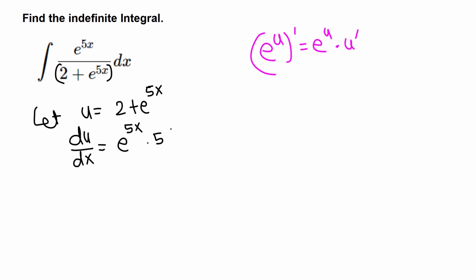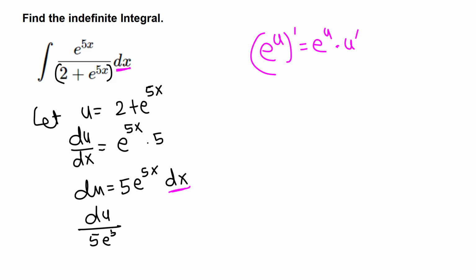Okay, now let's move dx to the other side. So du equals e to the 5x times 5. I'm going to write 5 first: 5 e to the 5x, and I'm moving dx to the other side. Now I want to isolate dx because here we have dx by itself, which means dividing by this. So du over 5 e to the 5x equals dx. Now hopefully with this we can write down a simpler integral.